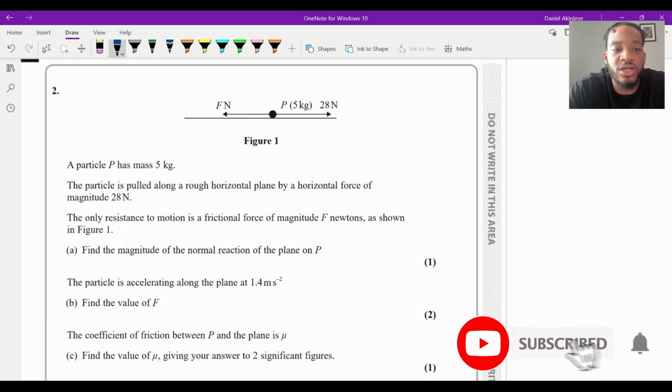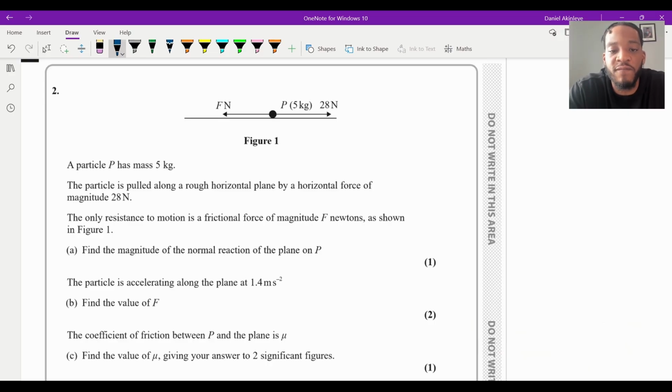Okay, question 2 says a particle P has mass 5 kilograms. The particle is pulled along a rough horizontal plane by a horizontal force of magnitude 28 newtons. The only resistance to motion is a frictional force of magnitude F newtons, as shown in figure 1. Part A says we need to find the magnitude of the normal reaction force of the plane on P for 1 mark. Okay, so for this one, remember what you should always do first is to draw your force diagram, right?